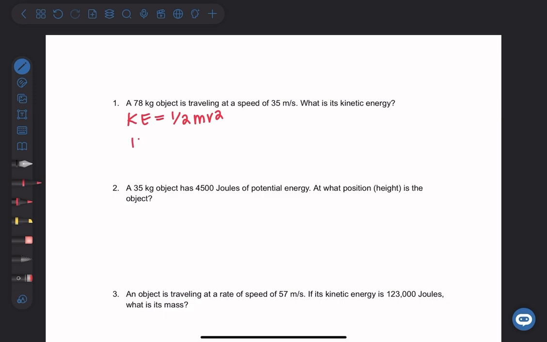And we know that it has a mass of 78 kilograms, and the speed is 35. Remember to square this one. Okay, and then put in a calculator. So 35 squared times 78 divided by 2, or times 0.5, and you should get a kinetic energy of 47,775 joules.